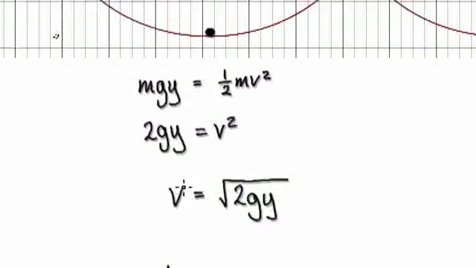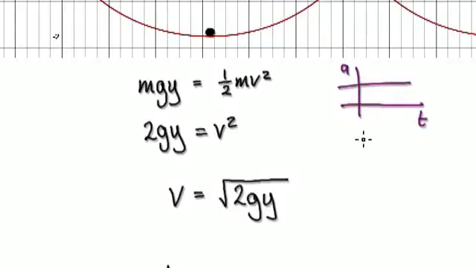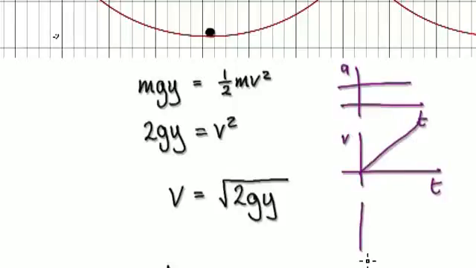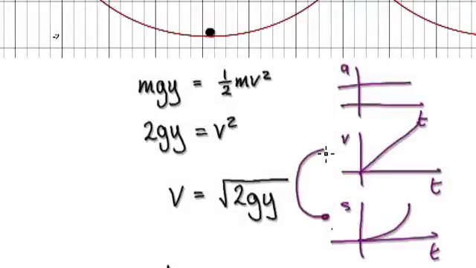Now cast your mind back to our section on projectiles. If you are under constant acceleration, your acceleration time graph will look like this, and then your velocity time graph will look like this, and then your displacement time graph will look something like this. The point is that when you differentiate the displacement, it will give you velocity. If you differentiate your velocity time graph, it will give you acceleration.